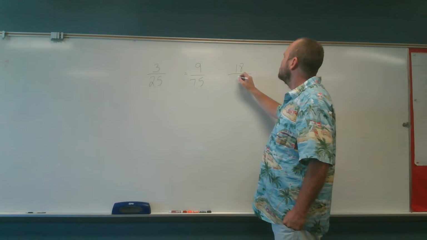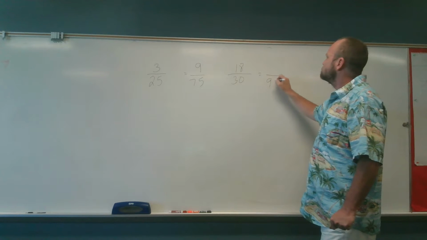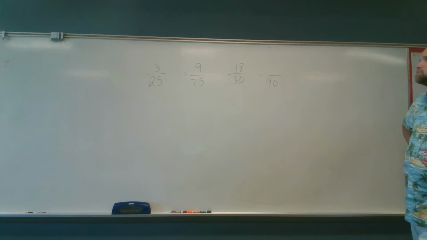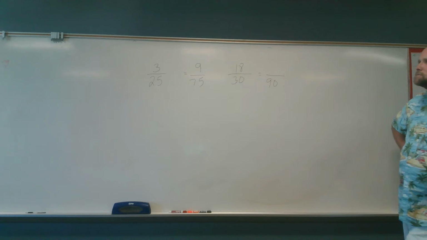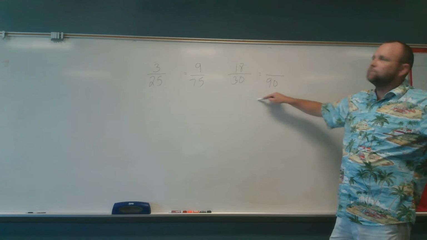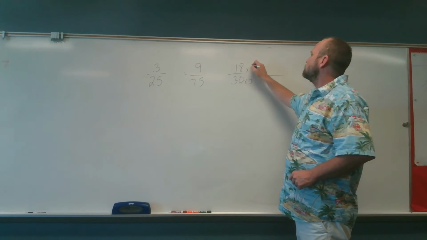18/30 equals blank over 90. She just told me, find the answer. Yes, you do need to find the answer. It's similar to the first one with the denominator. 30 to 90 is getting bigger, so you multiply by what? 3. So if I multiply this by 3, I have to multiply this by 3.